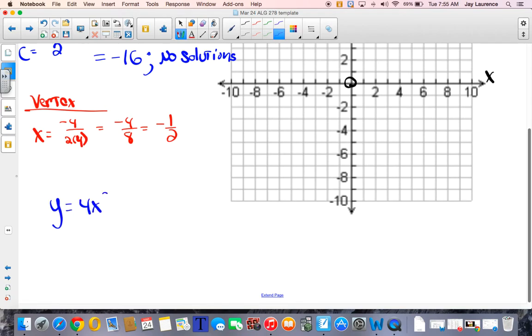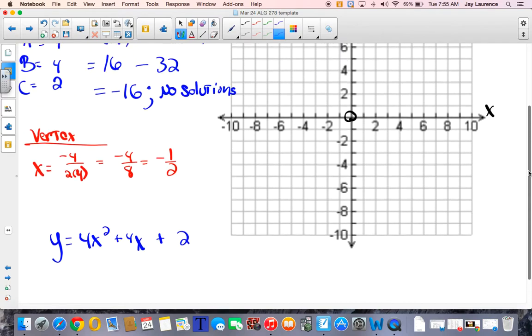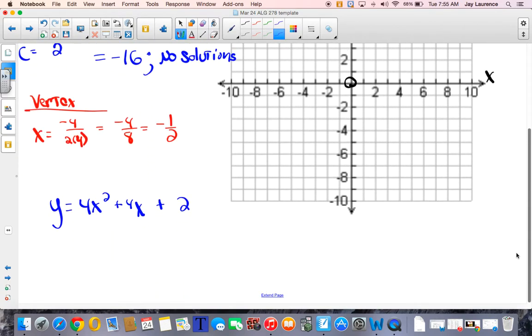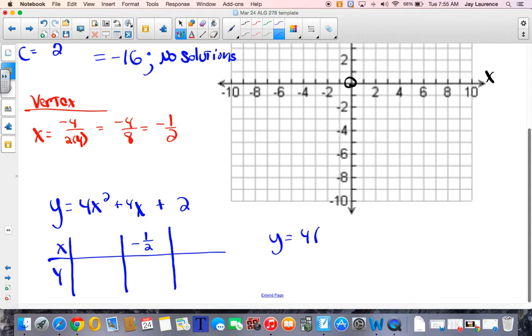But quickly, I'm just writing this down. Plus 2. Did I get all the signs right? If I don't have all the signs right, it's not going to work. Yeah, it is right. Okay, so now I'm going to use a table. I'm going to go x, y, and I'm going to put negative 1/2 in for x. Okay, so I'm going to come over here and go y equals 4 times negative 1/2 in parentheses squared plus 4 times in parentheses negative 1/2 plus 2.